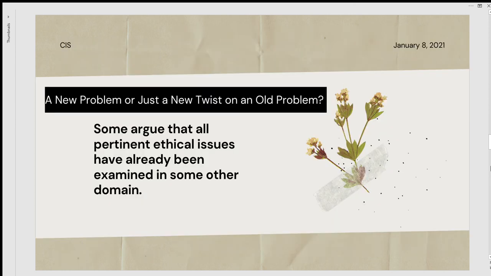Now, let's go to a new problem or just a twist on an old problem. So, some argues that all pertinent ethical issues have already been examined in some other domain. So, by the time the world and its population reach the 21st century, innovations and new inventions with regard to modern technology have been quite mind-blowing. So, yung mga dating mga bulky na computers, yung mga phones na hindi smartphone, yung parang mga dikipad pa, ganun.